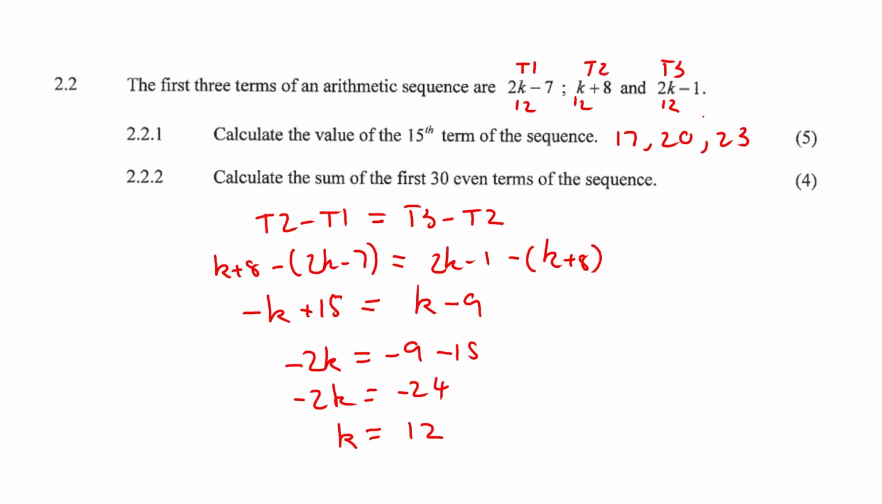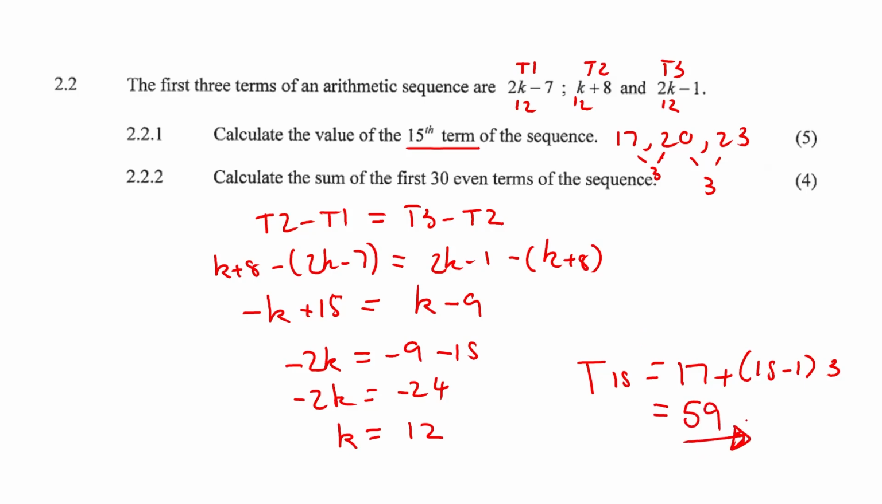Hashtag Miley Cyrus. So yeah, this means that our common difference is going to be 3. Therefore, into T15, we can just plug in our values. 17 being our first term, plus 15 minus 1, times 3, which was our common difference. 17, that's a. 3, which is d. 15 being the 15th term of the sequence. Plug all that good stuff into your calculator and you get 59. Okay. That's it for 2.2.1.